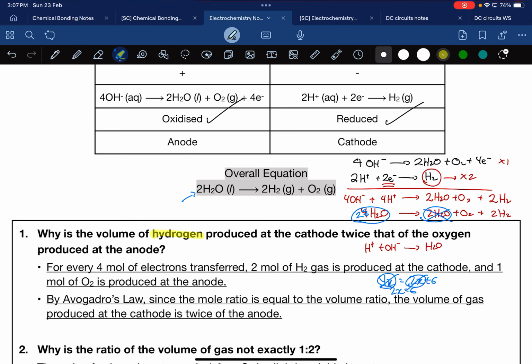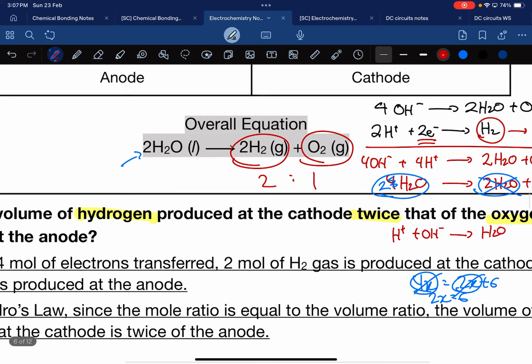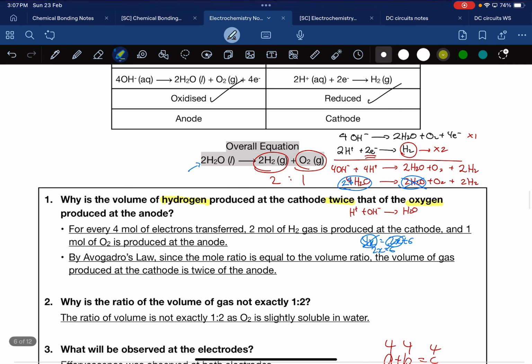Now, a possible question: why is hydrogen twice that of oxygen? You tell the marker to open their eyes: 2 mole to 1 mole. Right or not? 2 mole to 1 mole for gases is the same as the volume being double. For every 4 moles of electrons transferred, I form 2 H2 and I form 1 O2. Correct. What did I say? 4 moles of electrons, I form 2 hydrogens and 1 oxygen.